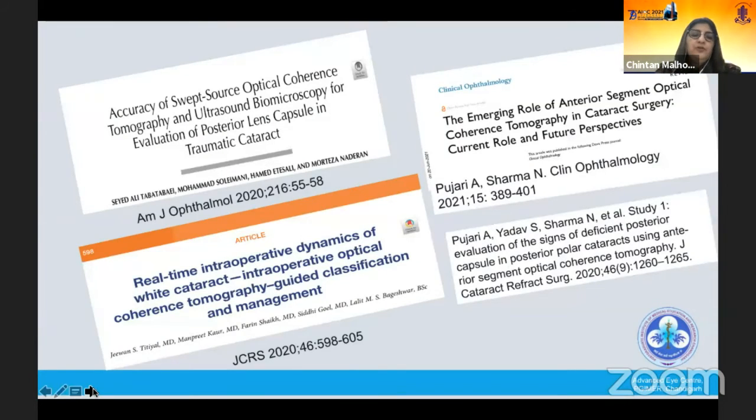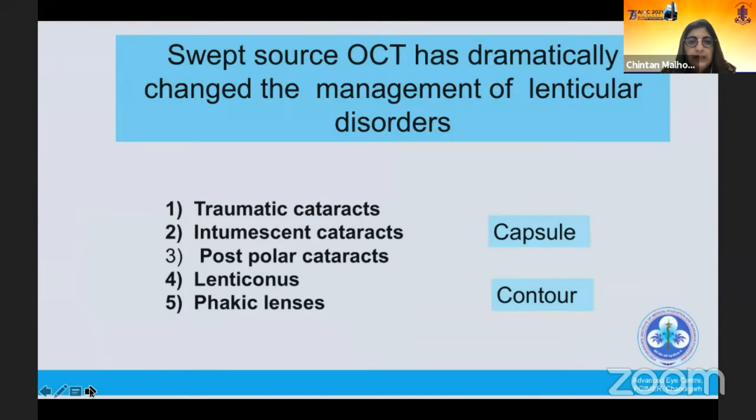And the other real use where the AS-OCT 2021 has come into being is for cataracts, be it white cataracts, posterior polar cataracts, or traumatic cataracts. So I'll just go on to some of these images.